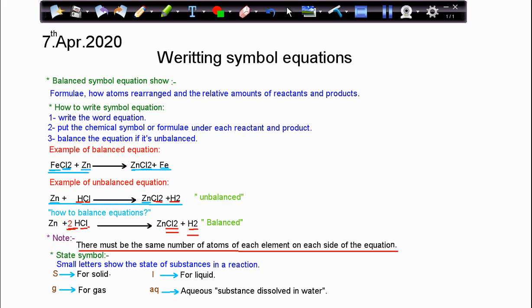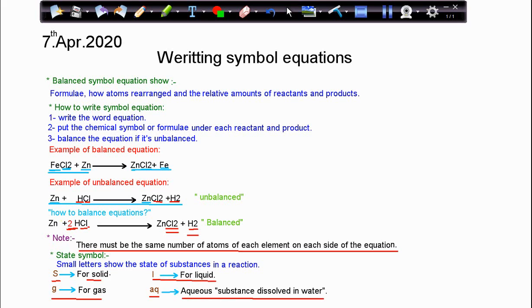Okay, between brackets, I have to write small letters to show the state of these substances, on both sides. You have to make sure not to write capital letters. We use small letters, as here: s for solid, g for gas, small l for liquid, aq for aqueous. Aqueous means substance dissolved in water.